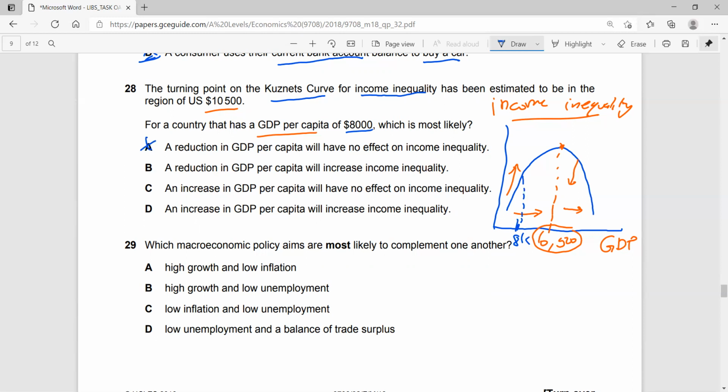A reduction in GDP per capita will increase income inequality. Again, it doesn't. If you reduce GDP per capita, it reduces income inequality, not increases it. An increase in GDP per capita will have no effect on income inequality. I mean, again, if you increase GDP per capita, it will increase income inequality because the curve is going upwards. Leaving us with this, which says an increase in GDP per capita will increase income inequality, which is what it's showing. Like if you're here and you start to increase GDP per capita, you can clearly see that it will increase income inequality to bring you back to the curve.